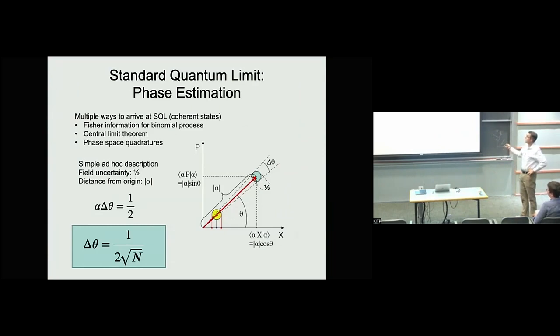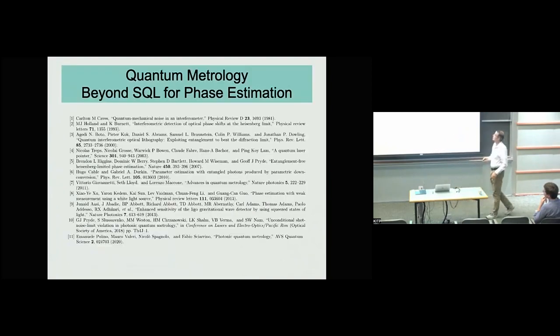First, let's talk about the standard quantum limit for phase estimation. Everybody here knows what the standard quantum limit for phase estimation is, I assume. But there's a very simple way of thinking about this in the quadrature space. We know that the electric field for a coherent state has an uncertainty of 1/2. We know that the distance away from the origin is basically the amplitude, square root of n. And so if you just take the subtended angle, delta theta, and do this simple relation, you can arrive at a very ad hoc approach to how you get the phase estimation standard quantum limit.